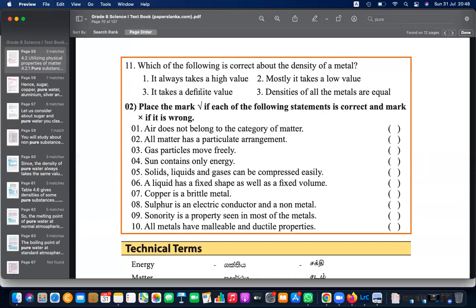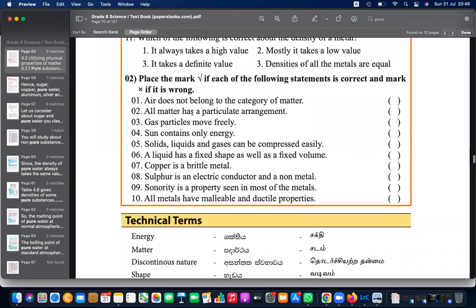So if you take an equal amount of solid, you can say the mass of that when we take it. So that is a definite value, yes. Densities of all metals are equal? No, it's not. Densities of all metals are not equal. All different metals will have different densities, right? So definite value, yes, the third one is correct.